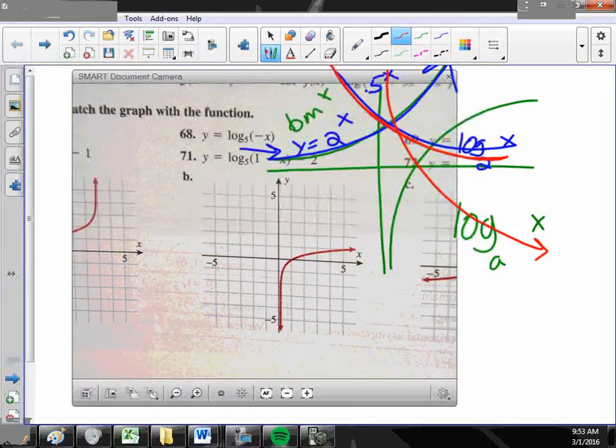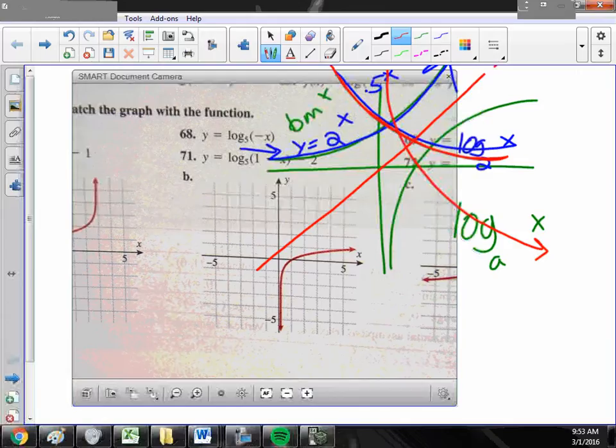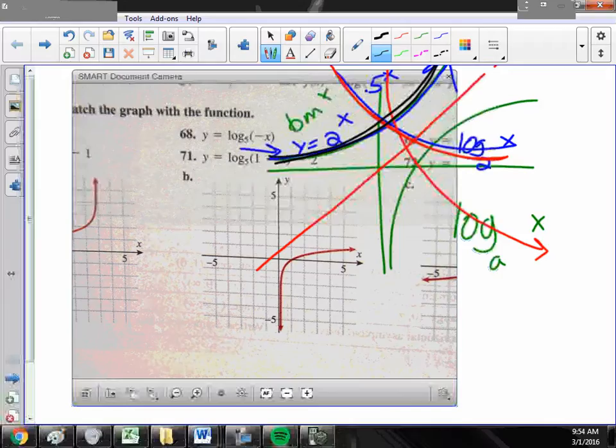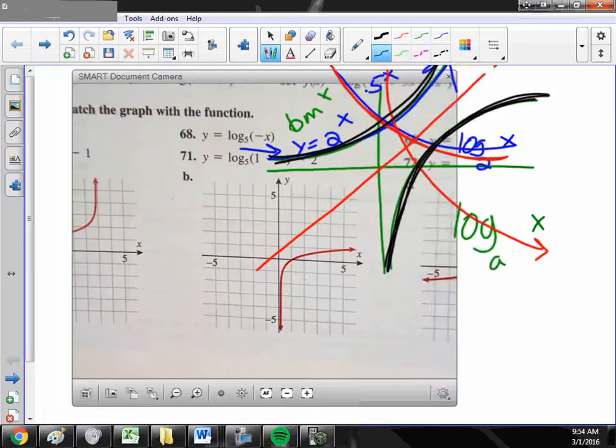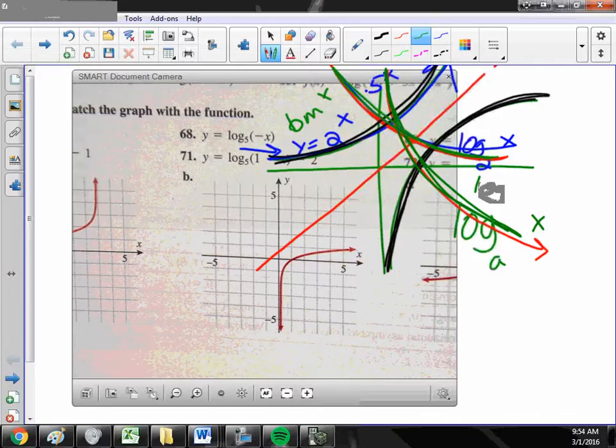So if your base is greater than 1, then your exponent is going to be growing. And remember, everything is reflecting across this line. So my exponential growth, where my base is bigger than 1, mirrors my logarithm equation, where my base is bigger than 1. And my exponential decay, where my base is less than 1, is a mirror image of my logarithmic decay, where my base is less than 1. So this would be like log base 0.5 of x.